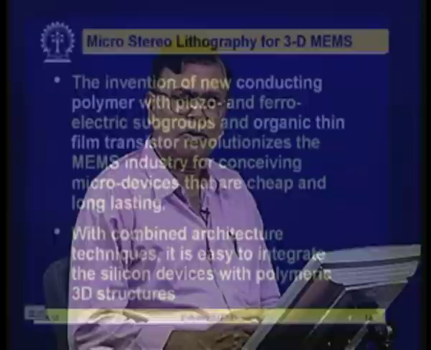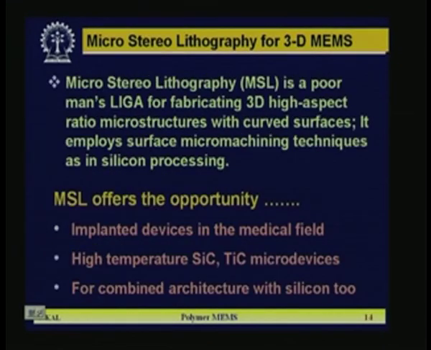Wherever you need certain function and certain properties which polymer cannot give, then you have to go for silicon, and then the issues come whether silicon and polymer together can be integrated properly, and whether you can make certain hybrid packaging, a 3D real combined architecture, or not. These are the various aspects on which a lot of R&D is going on.